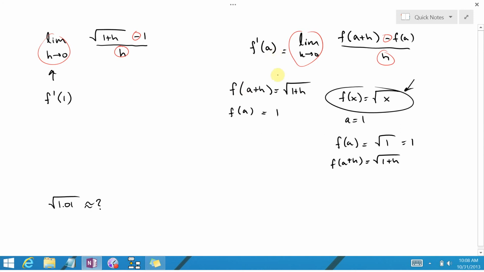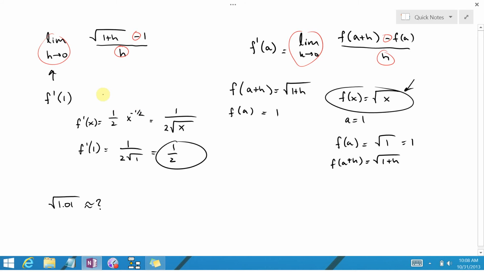So what is the derivative of the square root of x? Well, it's 1 half x to the negative 1 half, right? Or 1 over, if you like, 2 times the square root of x. I think it simplifies down to that. So that's what f prime of x would equal if f is the square root of x. So what is f prime of 1? Well, it's just 1 over 2 times the square root of 1. It's just a half.